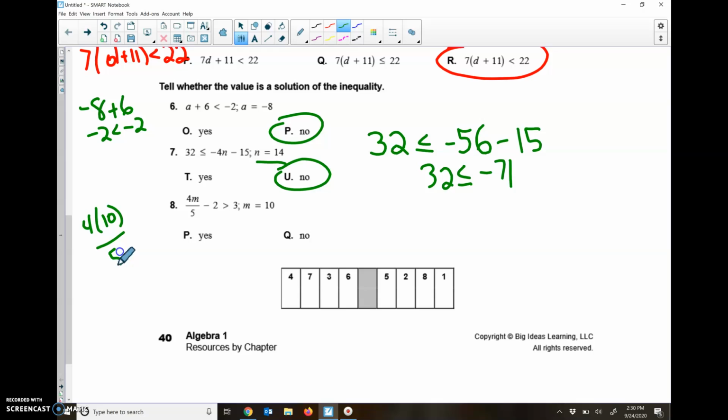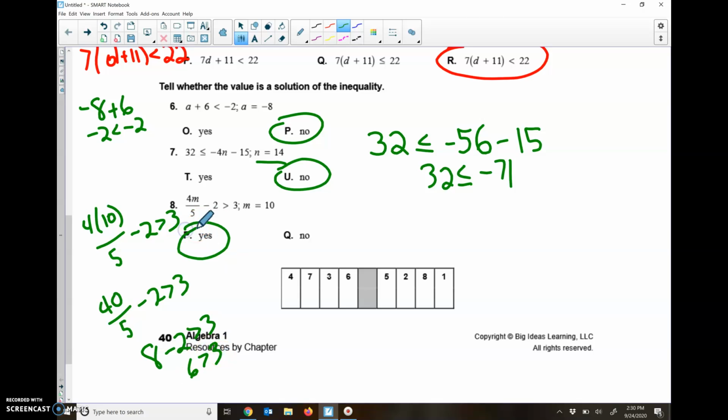Here we got 4 times m divided by 5 minus 2 is greater than 3. 4 times 10 is 40. Divided by 5 minus 2 is greater than 3. And 40 divided by 5 is 8. So 8 minus 2 is 6. 6 is greater than 3. So that one's going to be a yes.